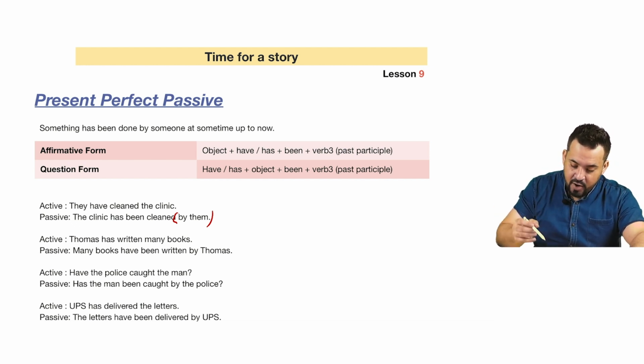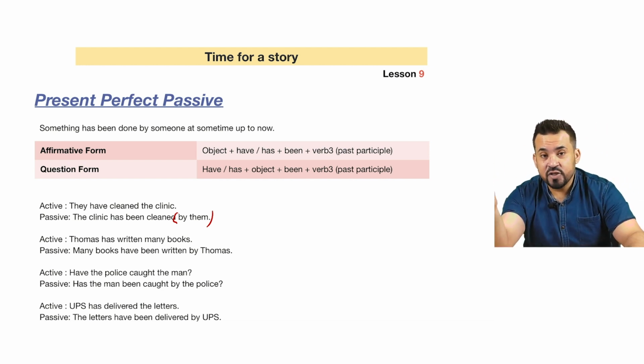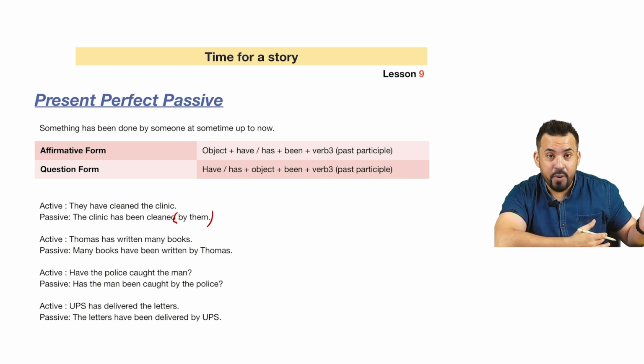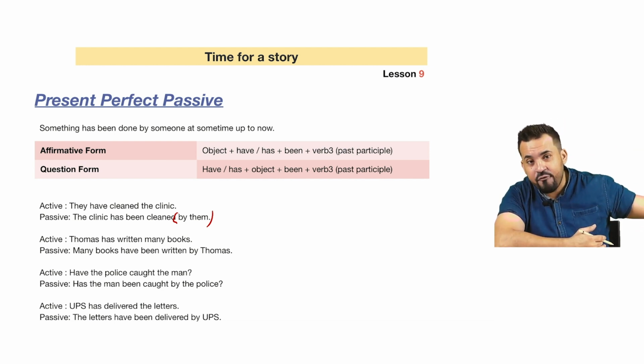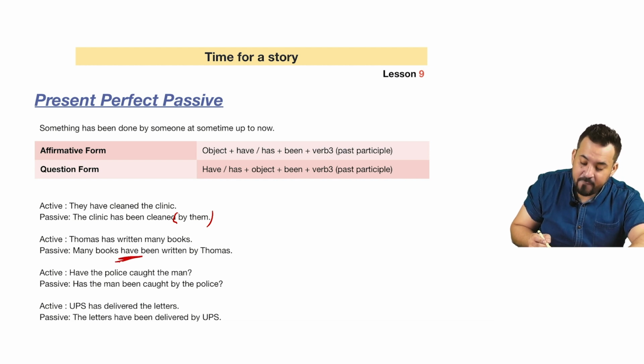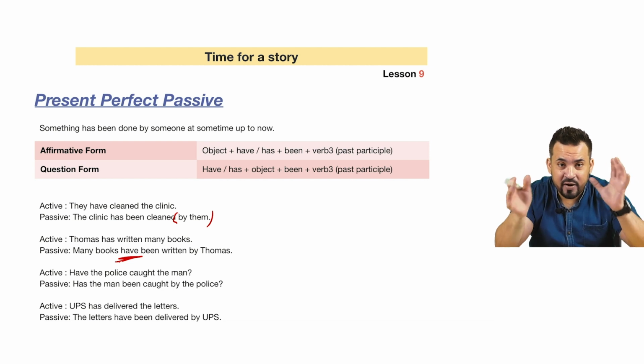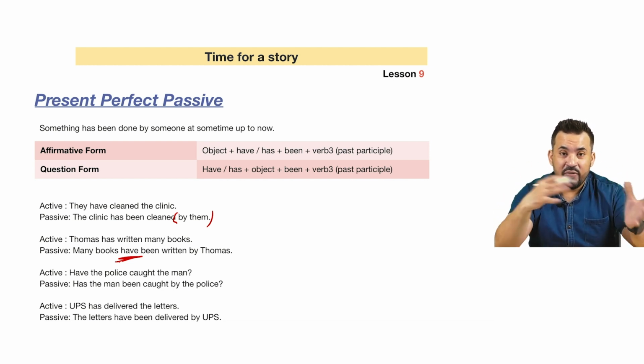Another example, Thomas has written many books. Many books have been written by Thomas. Why did we use have? Because books is plural. A lot of people make this mistake, right? A lot of students get confused when they convert.